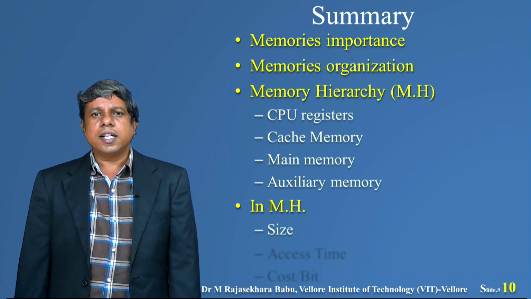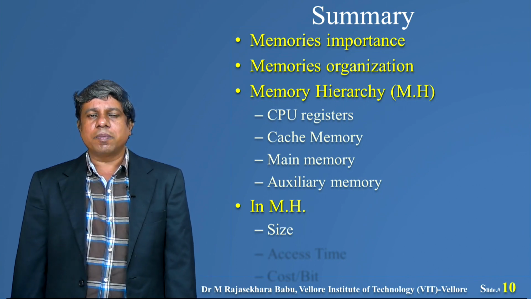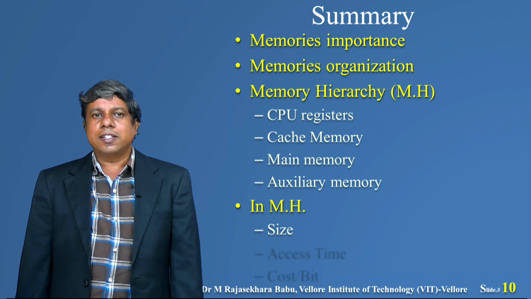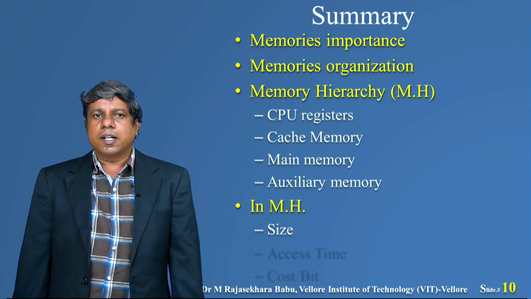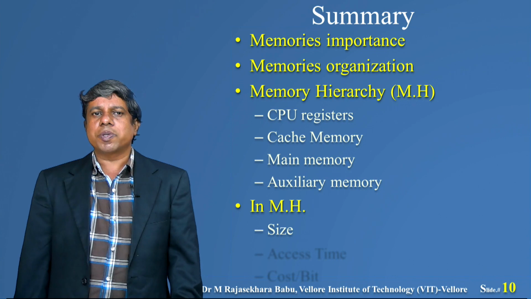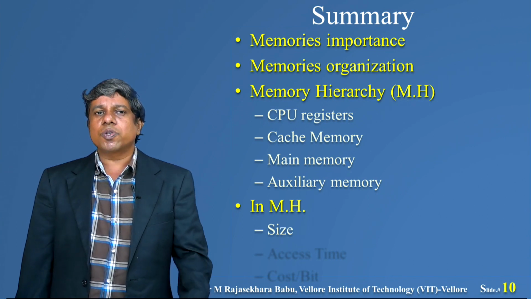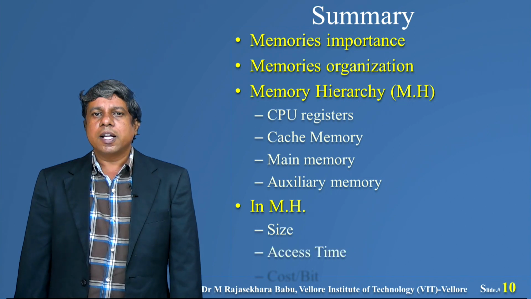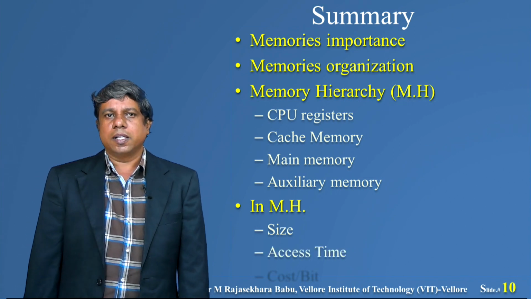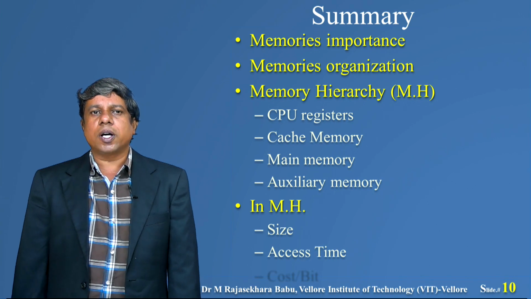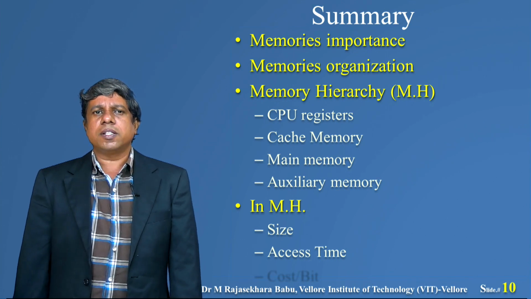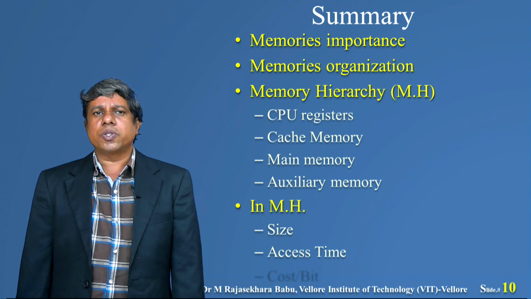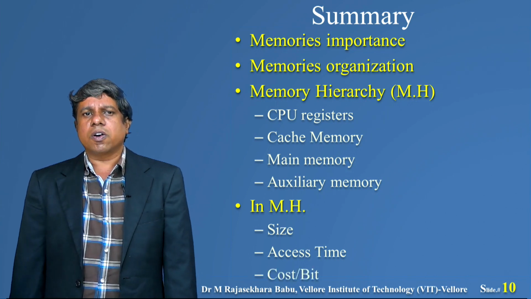In the memory hierarchy, the size increases from CPU registers to the auxiliary memories. The other way around, the size decreases from the auxiliary memories to the CPU registers. So you have to look into the statement very carefully, whether it refers from CPU registers to the auxiliary memories or auxiliary memories to the CPU registers. Then access time is increasing from the CPU registers to the auxiliary memories. The other way around, access time is reducing from the auxiliary memories to the CPU registers.